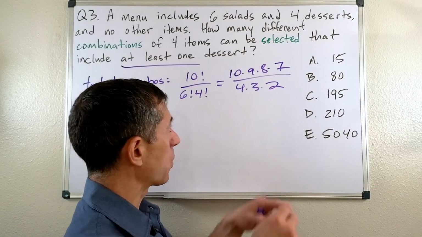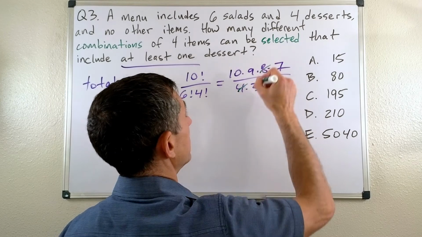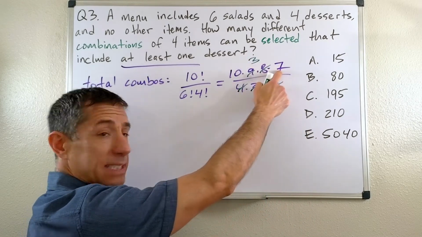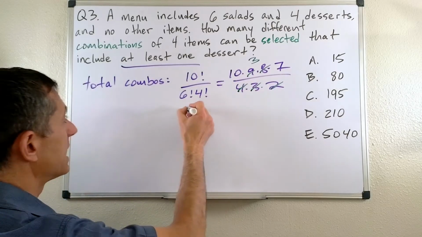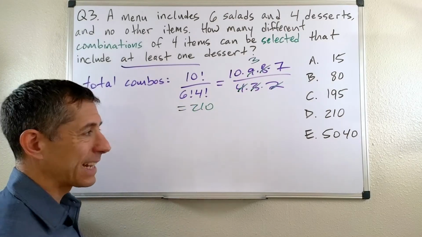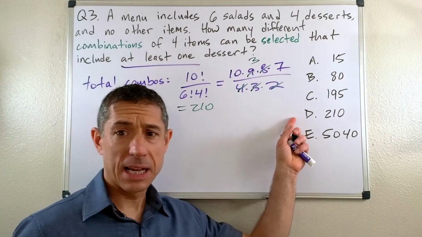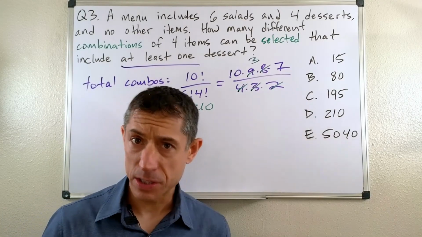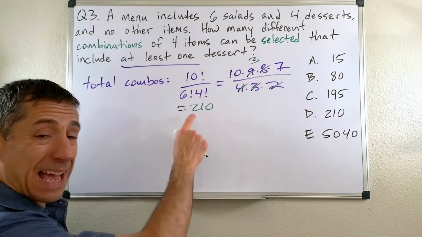Really nice here. I've got the 4 and the 2, cancel the 8. And I've got the 3 that can cancel the 9 down to a 3. So 3 times 7, 21 times 10. I've got 210 combinations. I'm not done yet though. That's total combinations regardless of whether they include a dessert. I only want the ones that have at least 1 dessert.